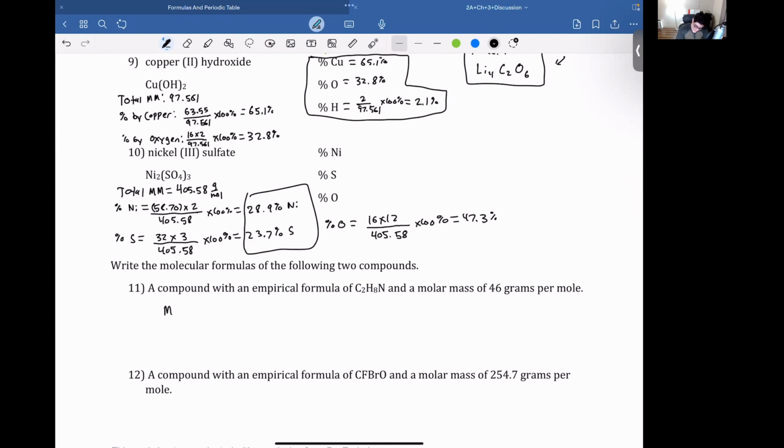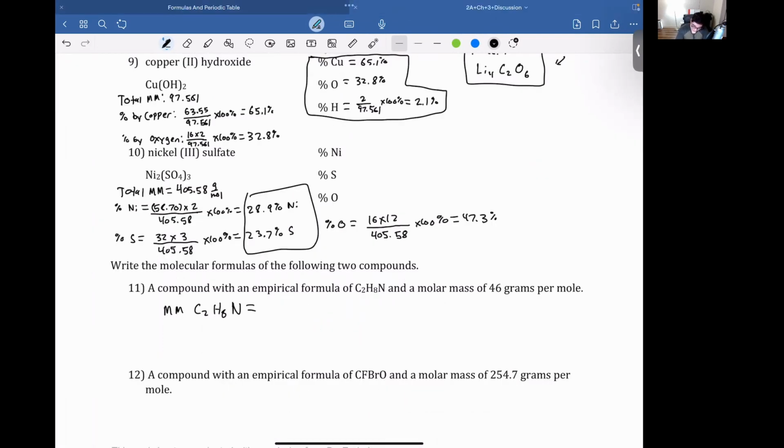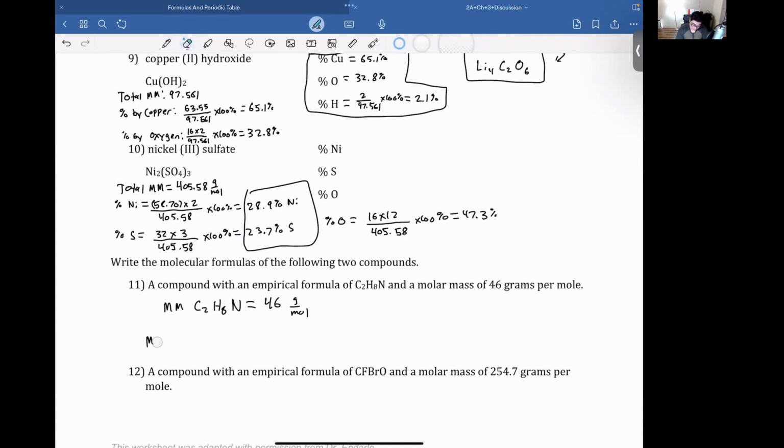So the molar mass of C2H8N is 24 plus 8 plus N, 14. So about 46 grams per mole. And then the molecular, so if we take the ratio first, right? The molecular is 46 grams per mole. The empirical formula is 46 grams per mole.